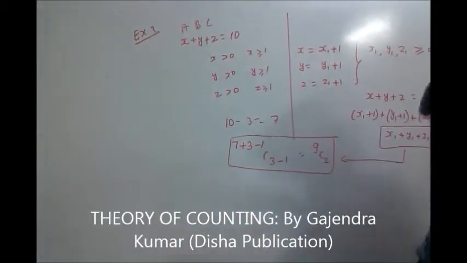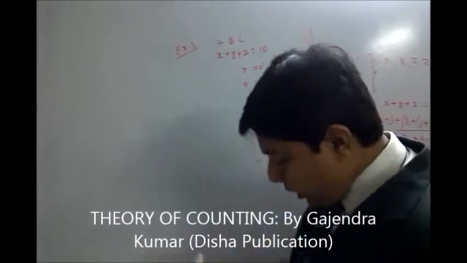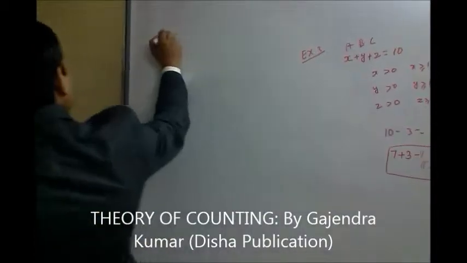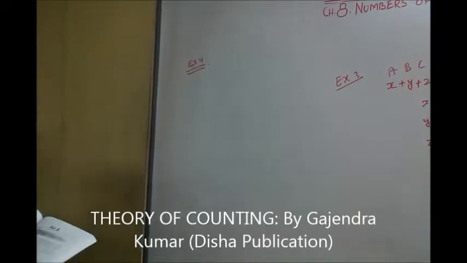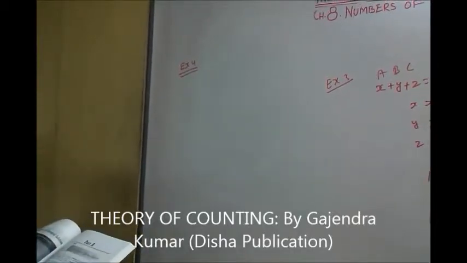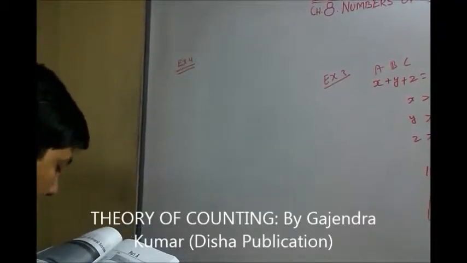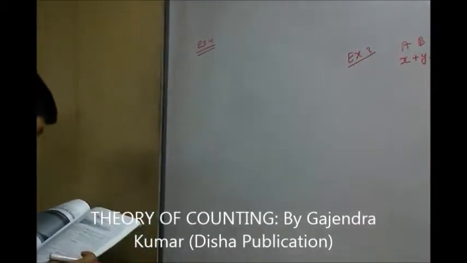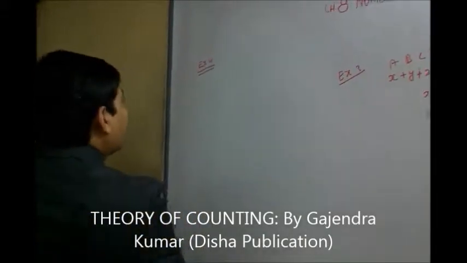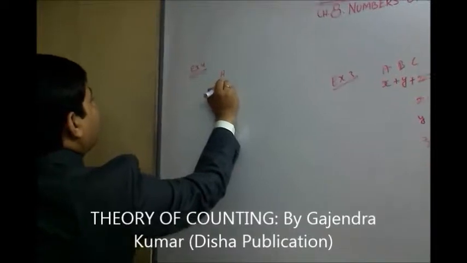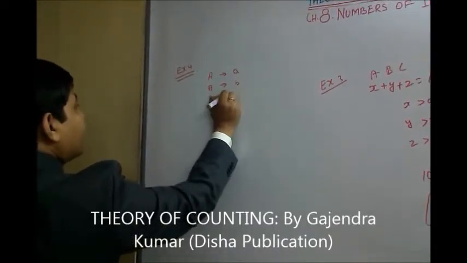Now let's see example number 4. It says that 3 students A, B, C plucked some flowers. If it is known that each of them plucked at least one flower and all together they have plucked fewer than 10 flowers, then in how many ways can this be done? So in this case it is given that there are 3 students A, B and C. Let us assume that the number of flowers plucked by A is a, by B is b, by C is c.